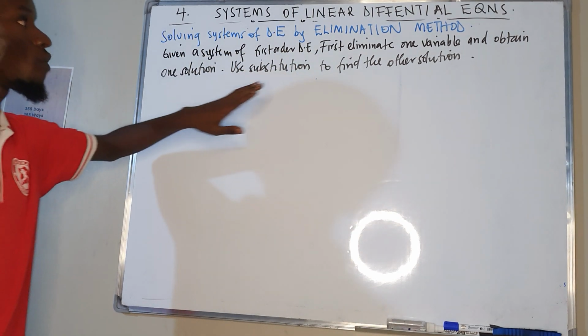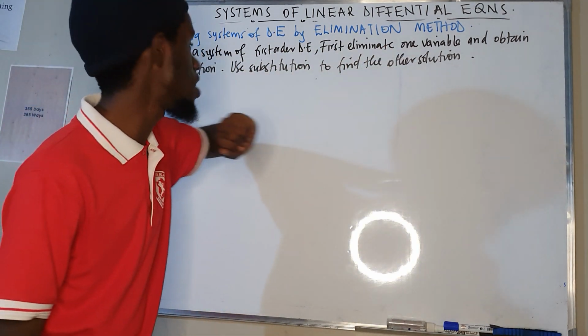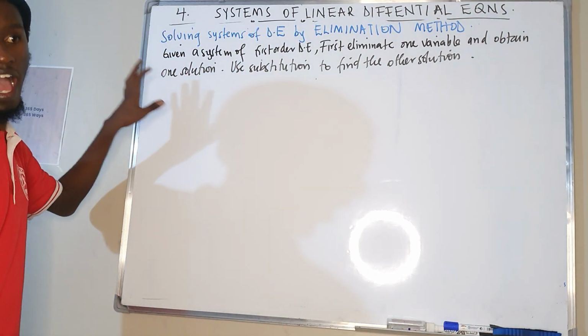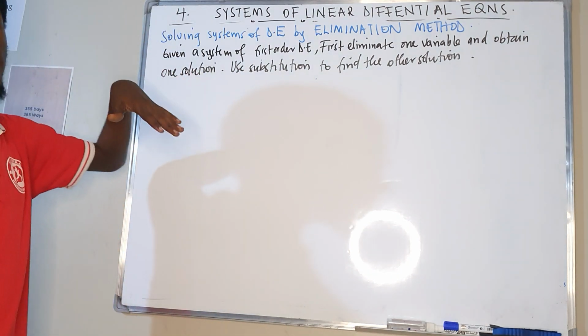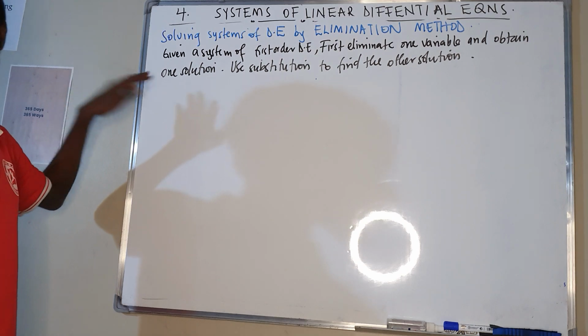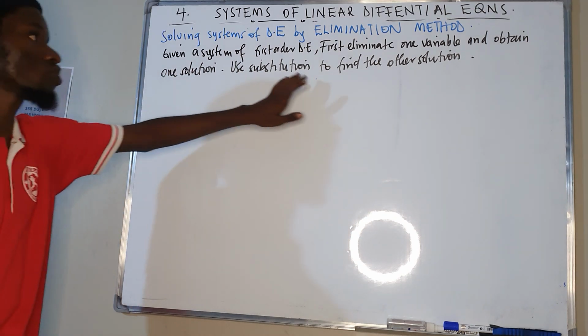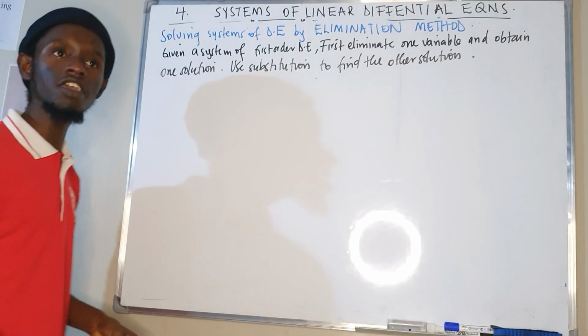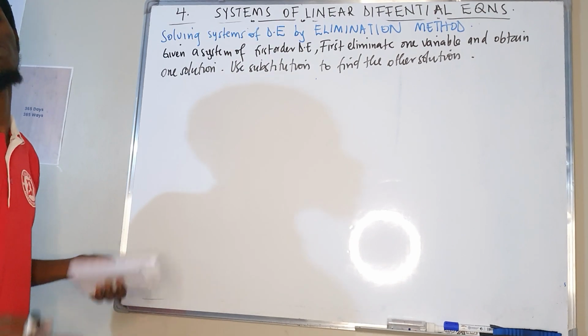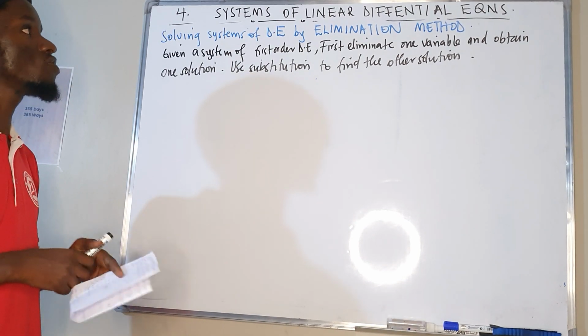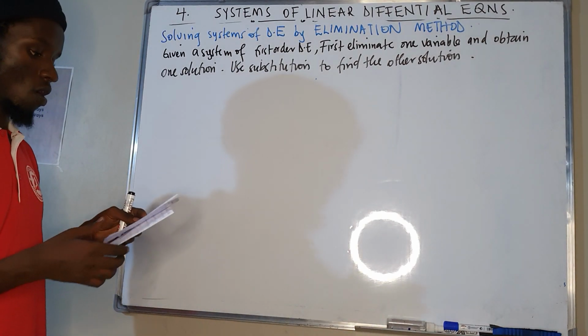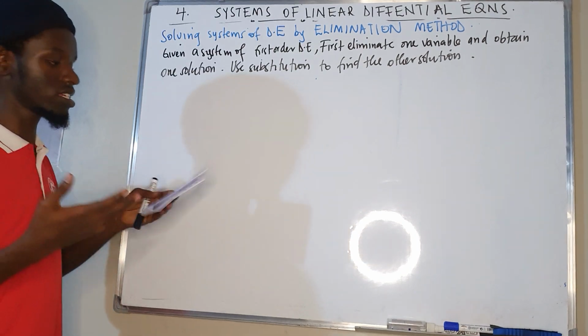First thing we have to do is eliminate one variable and obtain one solution, i.e. first eliminate y so as to get a solution of x at t, and then we use substitution to find our solution. I think here we shall need to first have an example for us to understand more. Just deal with an example, then we shall get what to do.